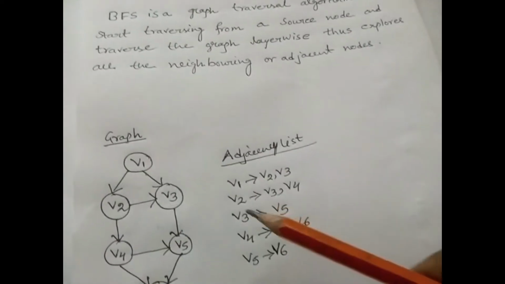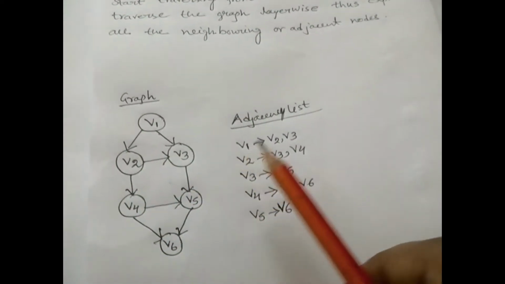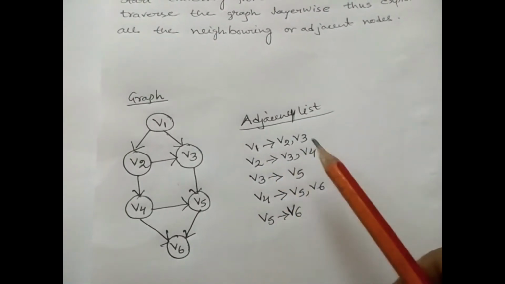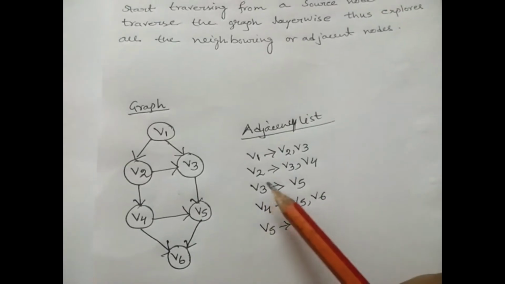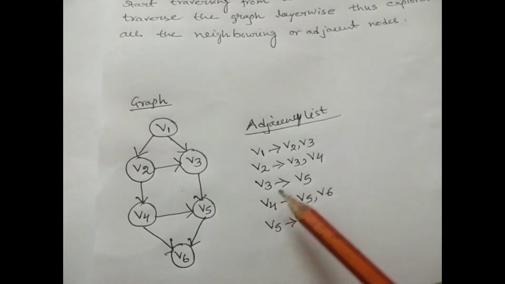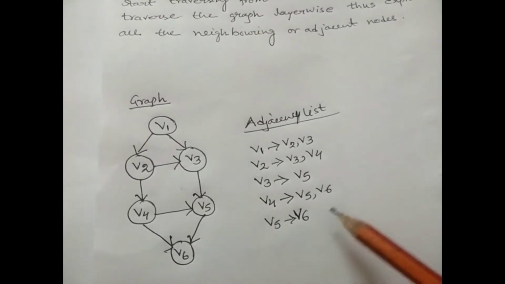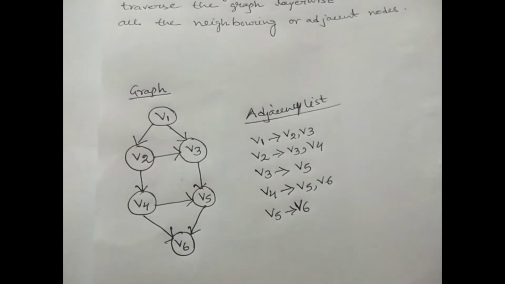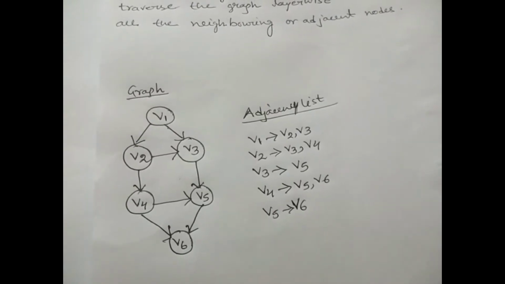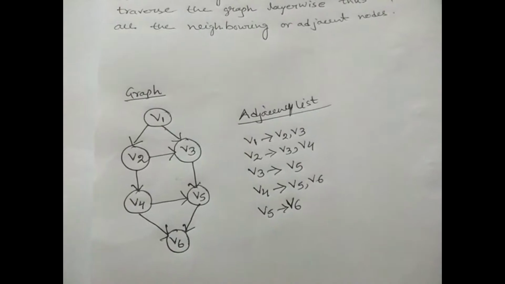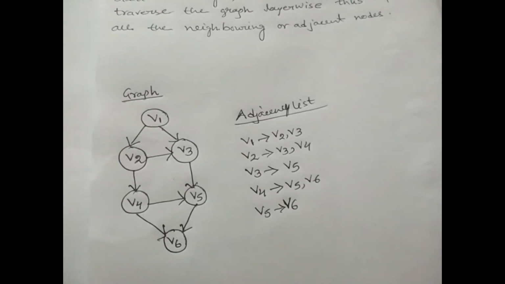Let's see an example. This is the given graph, and the adjacency list of this graph is given: v1 arrow v2, v3; v2 arrow v3, v4; v3 arrow v5; v4 arrow v5, v6; and v5 arrow v6. I already discussed adjacency list and adjacency matrix in my last videos. If you have any confusion, then check them.